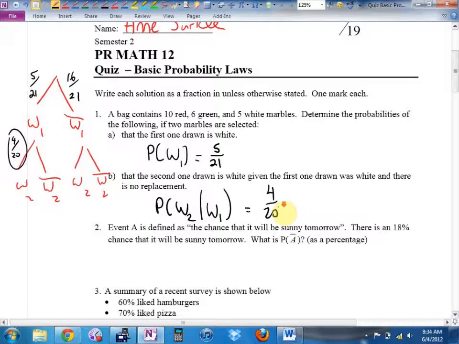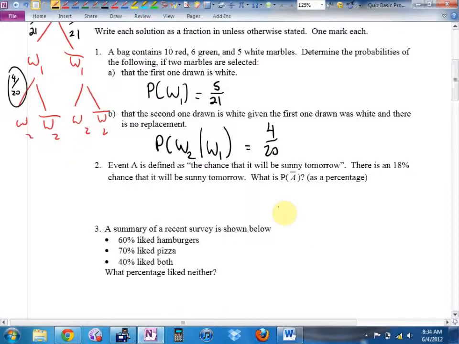1 mark. Event A is defined as a chance that it will be sunny tomorrow. There's an 18% chance that it will be sunny tomorrow. What's the probability of not A as a percentage? 0.88? How about try that again? 82%.